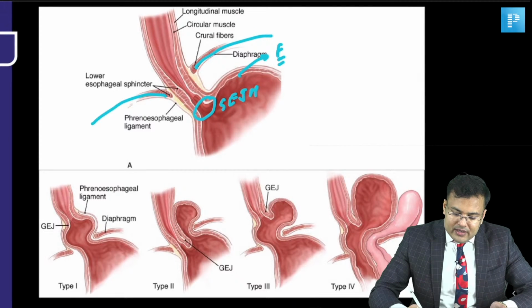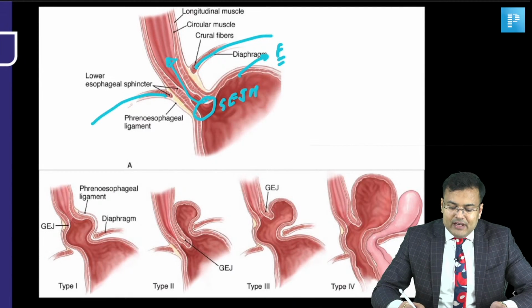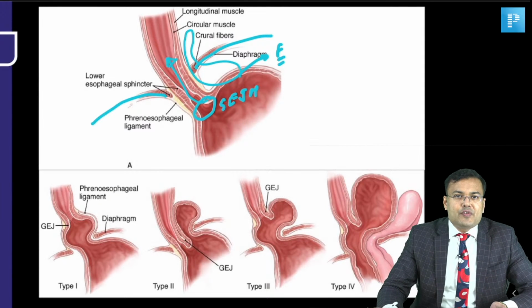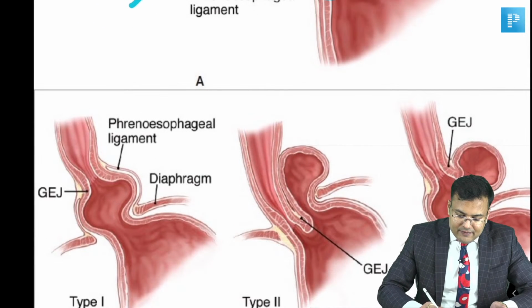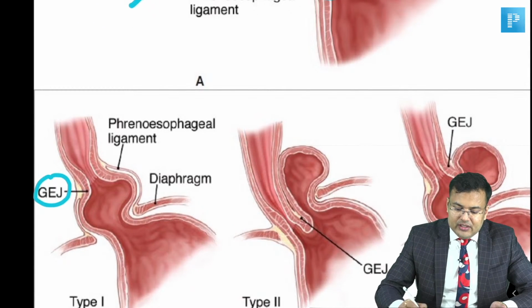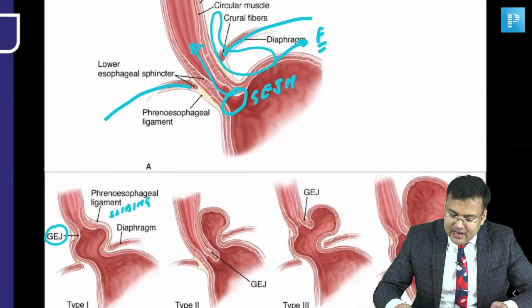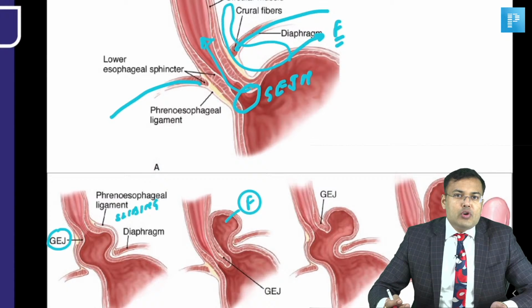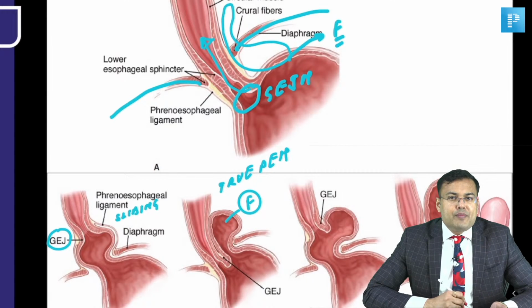Whenever there is only herniation of this GE junction, it is known as sliding hernia. And whenever there is herniation of fundus by the side of esophagus, this is known as paraesophageal hernia. So in this image you can see type 1: if there is only herniation of the GE junction, this is known as sliding hernia or type 1. In the second image you can see that there is herniation of only fundus. So whenever there is herniation of fundus, this is known as rolling hernia or true paraesophageal hernia.